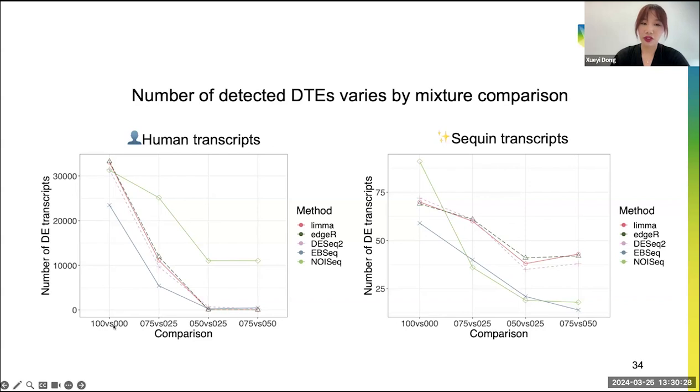In this analysis, we found out that limma, HR, and DESeq2 are performing quite similarly, while the method Xueyi are having a quite high power on the human data, while the method EBSeq are having a slightly lower power on both of the human and the sequin dataset.